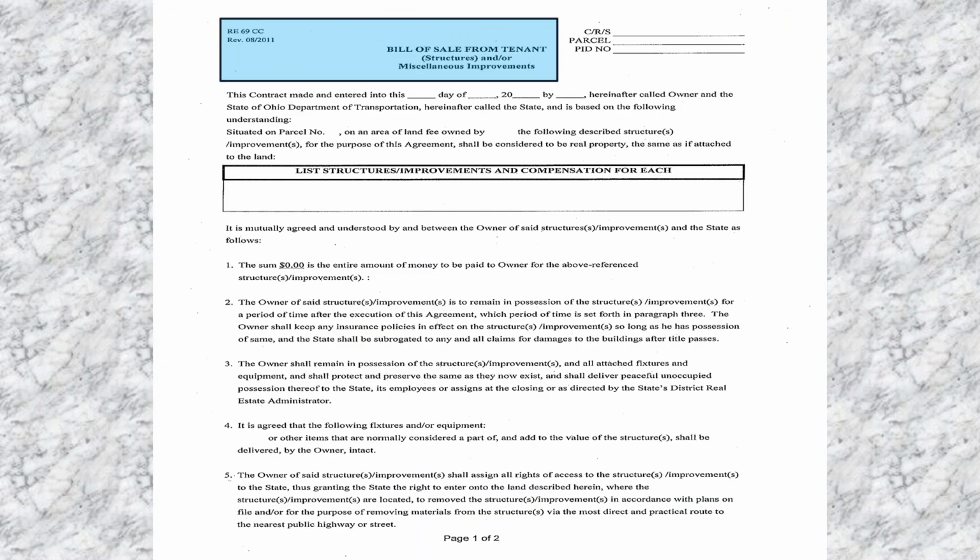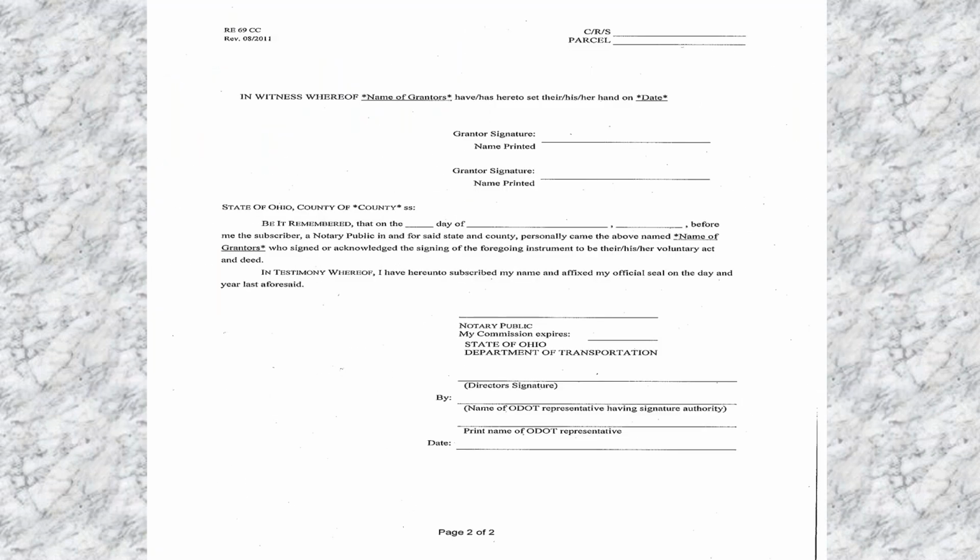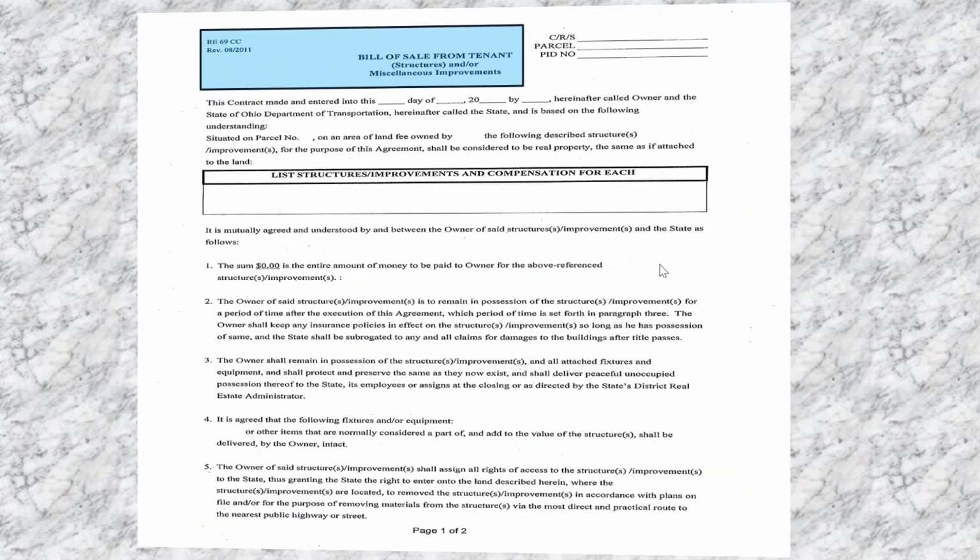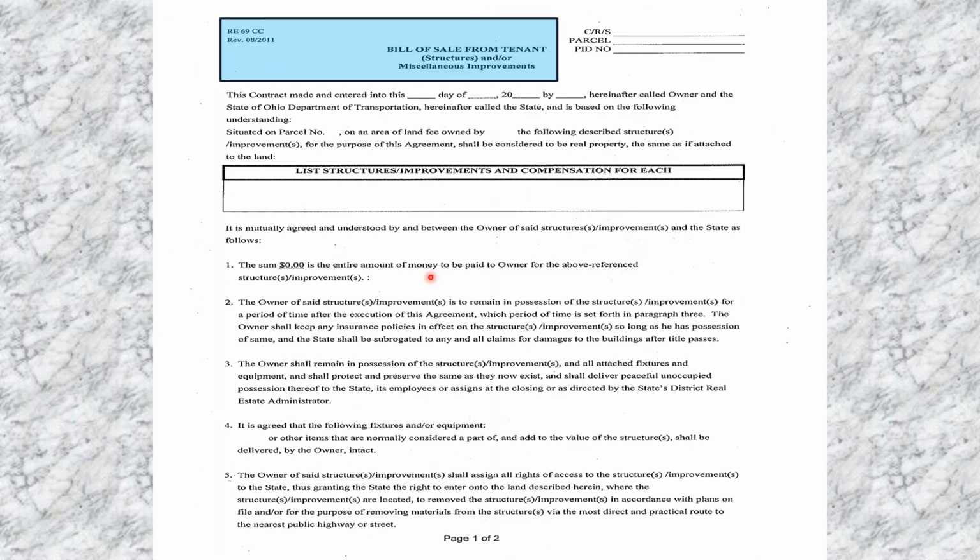All right. And this is an RE69 CC. This is from a tenant owner. The form looks very similar, but it does have some changes to it, or some variations from the AC. Now, when you're filling out the 69 CC, because it is just the tenant owner, there isn't going to be any land to include in the sum. So you're just going to have the sum of the improvement.